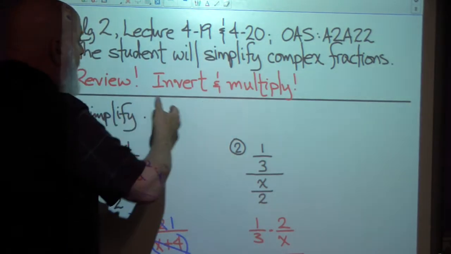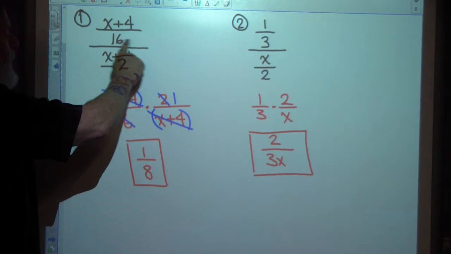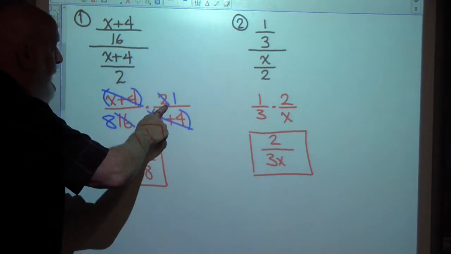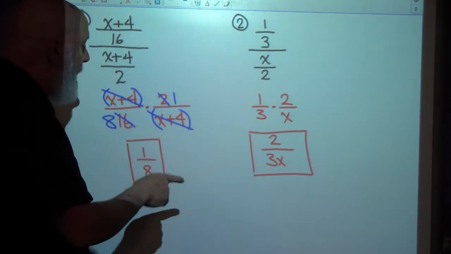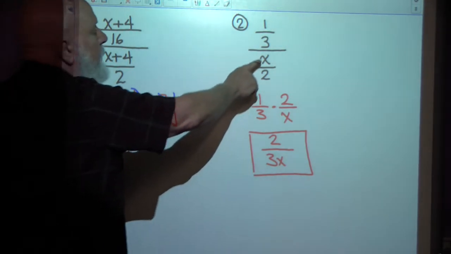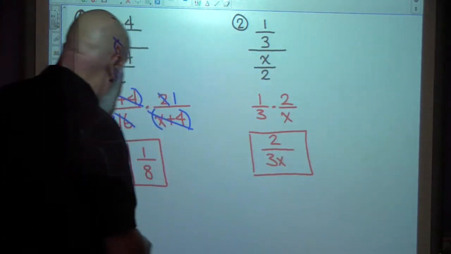Review, invert, and multiply. That's how you divide by fractions. And so you leave the top one alone, flip the bottom one over, that's invert. Cancel common factors. Those are things that are multiplied together. You cannot cancel across the plus or minus signs. And then rewrite your expression. Flip it over. If nothing cancels, just go ahead and multiply.